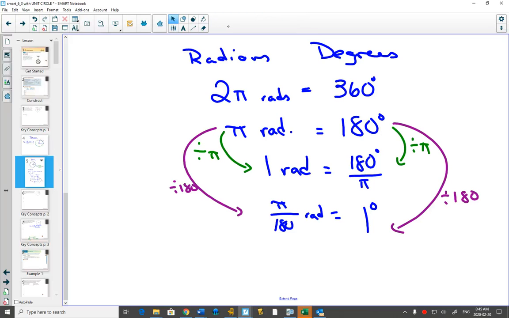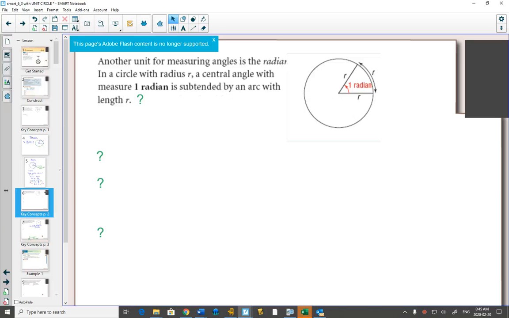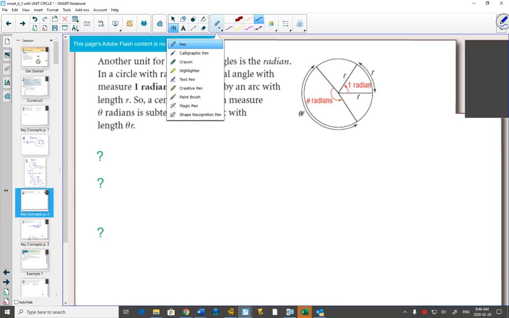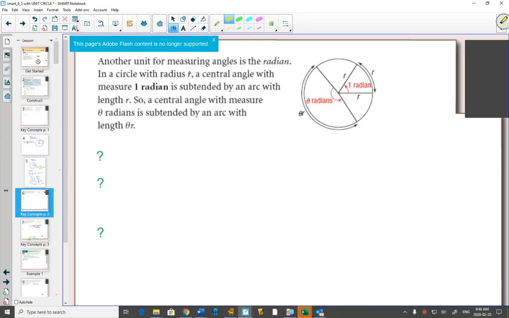So your textbook has the official definition of a radian as well. So if you like highlighting things, I should learn that my highlighter stopped working well. Here we go. Highlighter, there. In a circle with radius r, a central angle with a measure of 1 radian is subtended by an arc with length r. In other words, when the arc length is the radius, that angle is 1 radian.